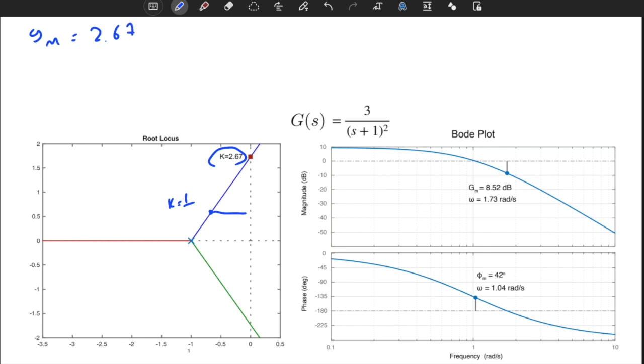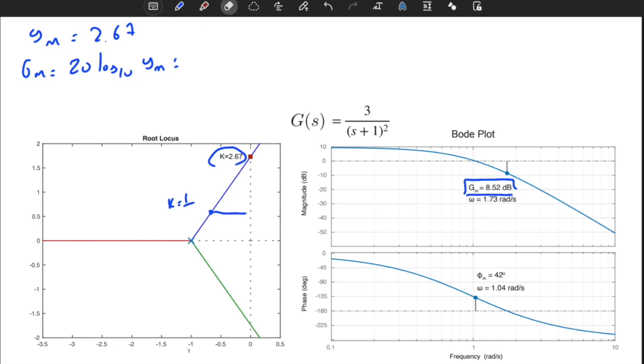2.67. If I compute the gain margin in decibel units, I need to compute 20 log 10 of GM, and if you compute that, you will see that it is equal to 8.52 decibels, so it will be very close to that. So you can compute the gain margin from the root locus. It's important. It's one of the things that is common in the root locus and the Bode plot, but this is not true for the phase margin.